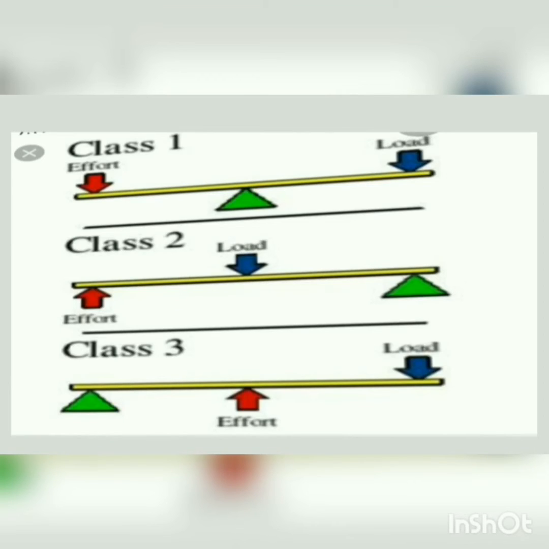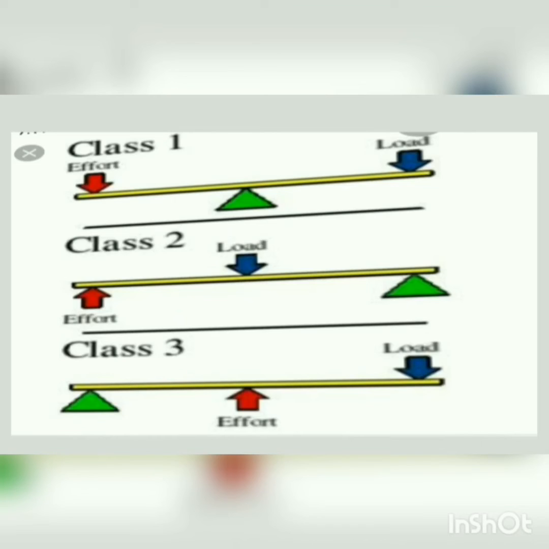In class 3 lever, the fulcrum and the load are at the two ends of the lever, and the effort is somewhere in between the fulcrum and the load. The effort and load are in the opposite direction, and the effort arm is always smaller than the load arm. That's why MA is always less than 1.